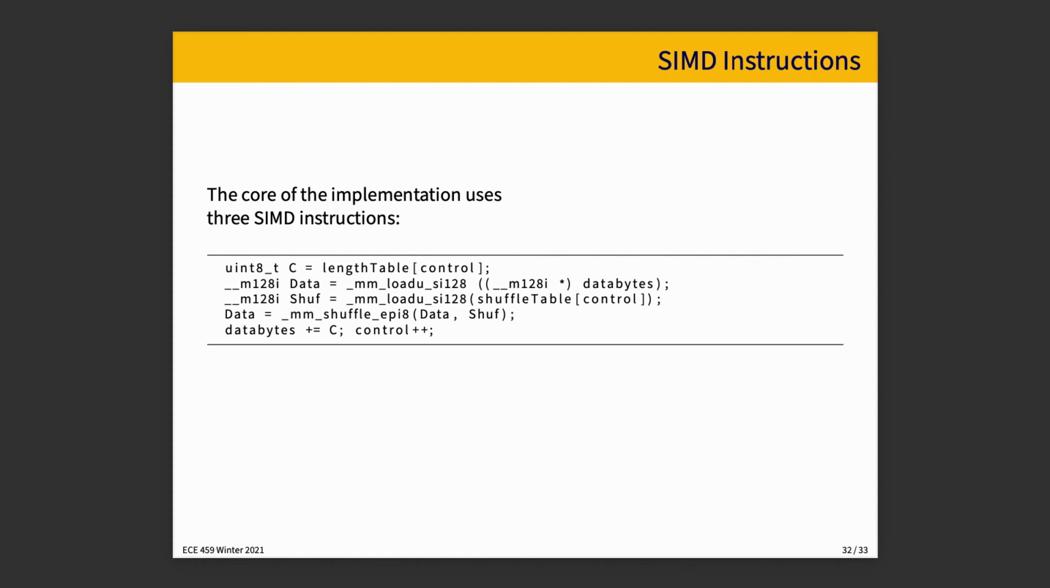And then we load the shuffle mask by looking in the shuffle table, again, based on the control byte, singular, that we already have. And then we get our data out of that by using the multimedia extension shuffle, by combining our data and shuffle, increase our data bytes by the amount that we have successfully processed now, and then increment the control byte to go to the next one.